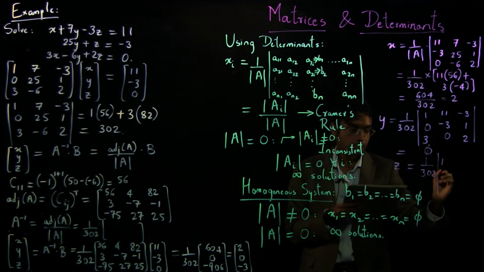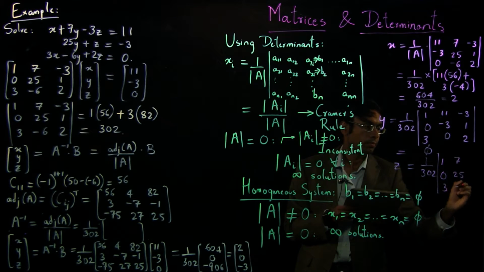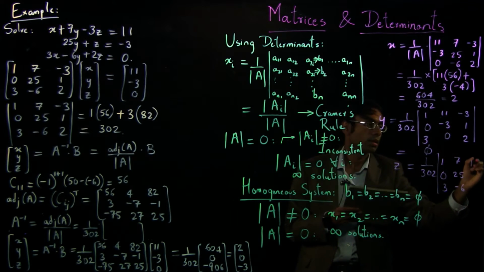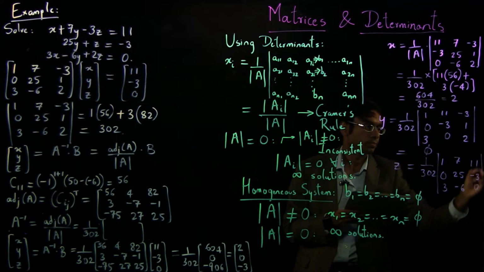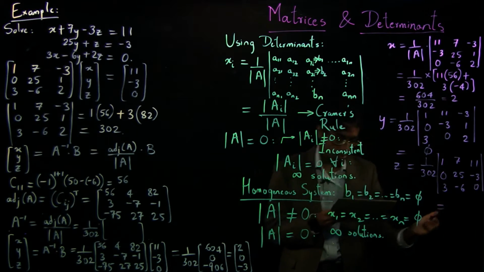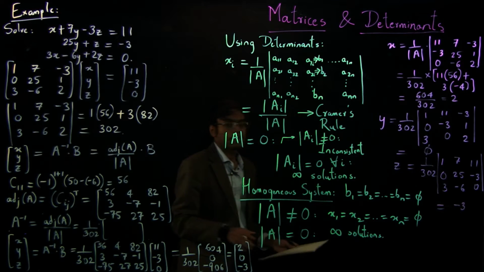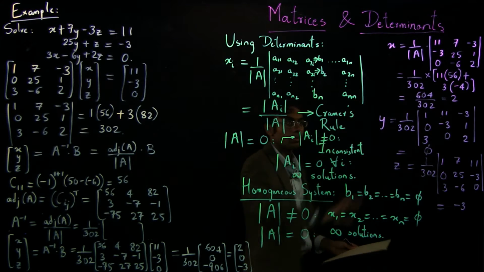The first and second column are unchanged, the third column becomes this one, 11, minus 3, 0, and this works out to be minus 3. So exactly same results with nearly the same amount of effort.